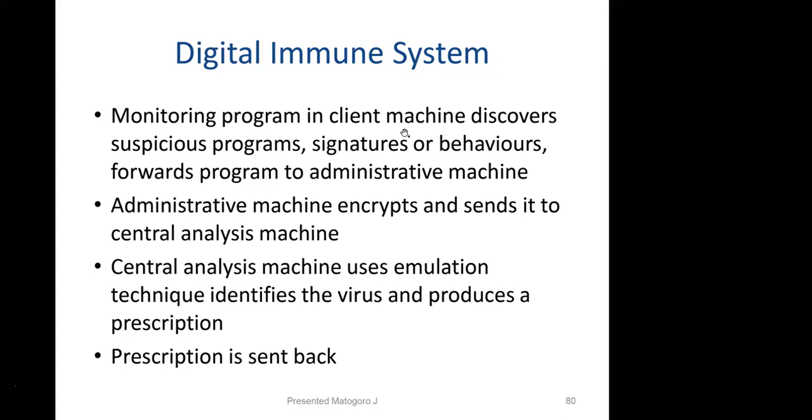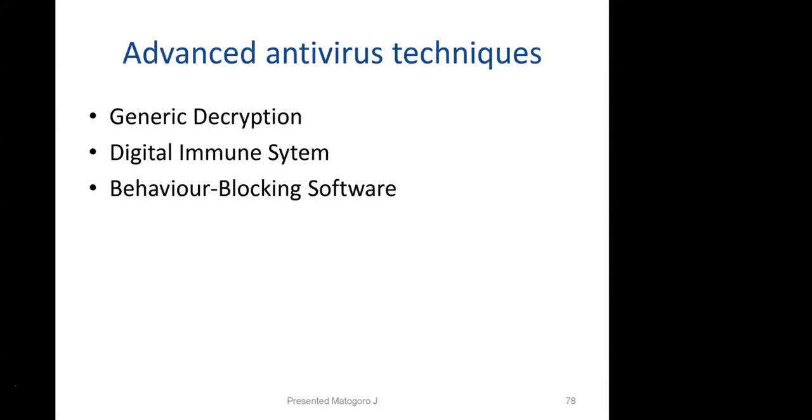The digital immune system can be used to monitor programs on a client machine, discover suspicious programs by signature or behavior, and forward the program to an administrative machine, where it is encrypted and sent to a central analysis machine. So it depends on the architecture that you have.